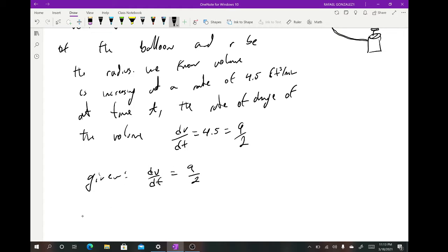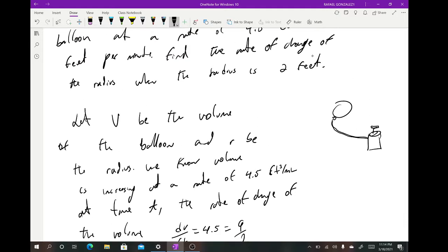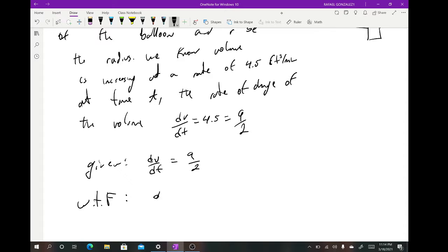And we want to find the rate of change of the radius. So we were asked to find the rate of change of the radius when the radius is 2 feet. So we want to find dr/dt, because that's what represents the rate of change of the radius, when the radius is 2 feet.